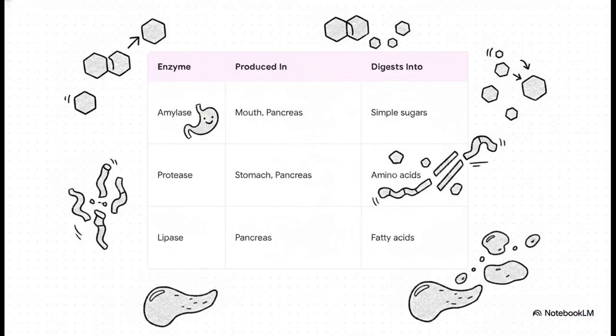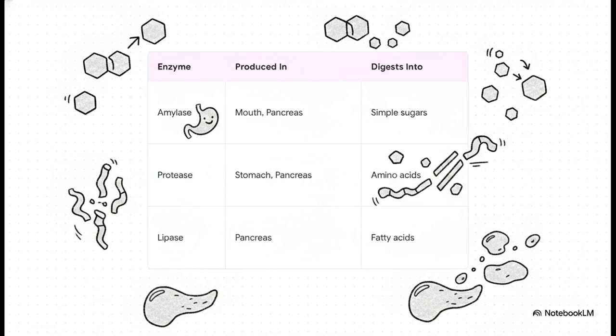Now, for your exams, you absolutely need to know the big 3 enzymes rapidly. First up, carbohydrases, specifically amylase, produced in the salivary glands, pancreas, and small intestine. Amylase breaks down complex carbohydrates like starch into simple sugars like glucose. Second, proteases. Produced in the stomach, pancreas, and small intestine, these slice up large proteins into individual amino acids.